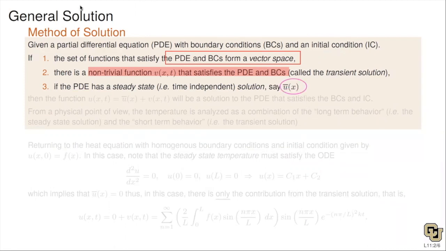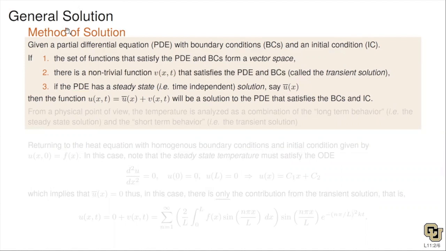And 3, if the PDE has a steady state solution, call it u bar of x, then the sum of the two, u bar plus v, will be a bona fide solution to the PDE. So when you add the two, this will be a solution that satisfies everything. It's been reverse engineered, I'll show you, to satisfy everything. That's assuming, in our particular case, we get a solution in the form of a series, so we have this additional requirement of worrying whether the series converges. But in general, if you have the steady state solution and a transient solution, then you can cobble together a solution to the PDE.